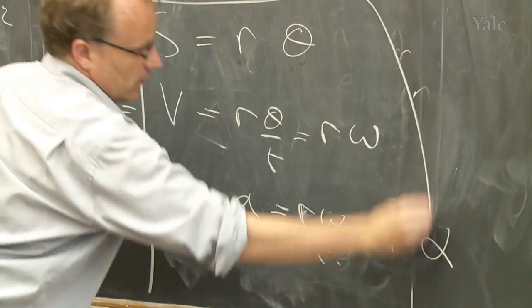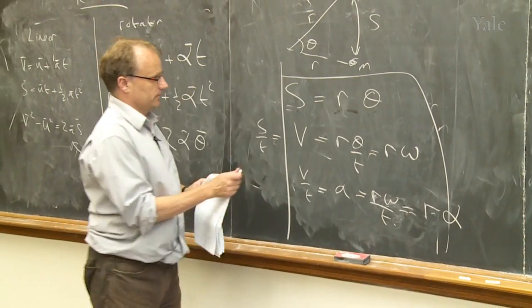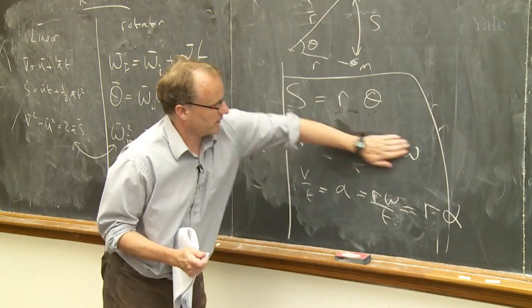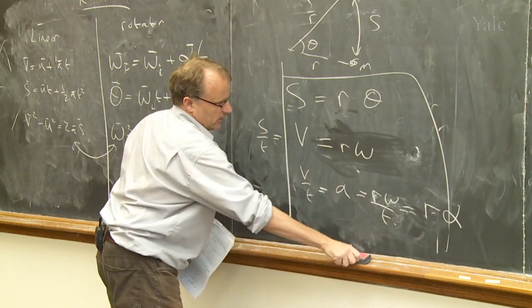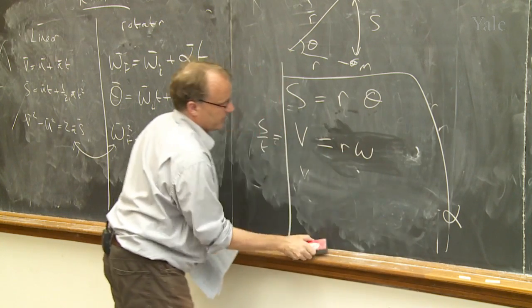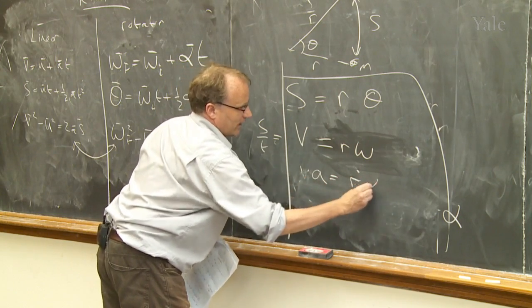All right. So we have these three equations. We have s equals r theta. We have v, I can actually simplify that one: v equals r omega. And this one we're going to simplify: we just have a equals r alpha.